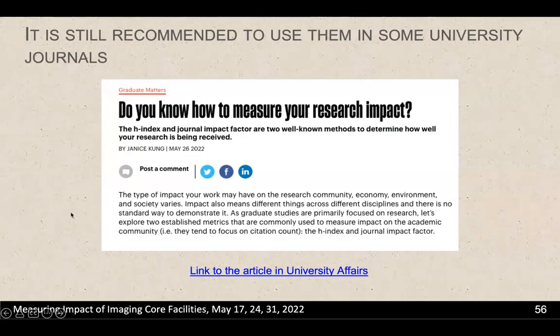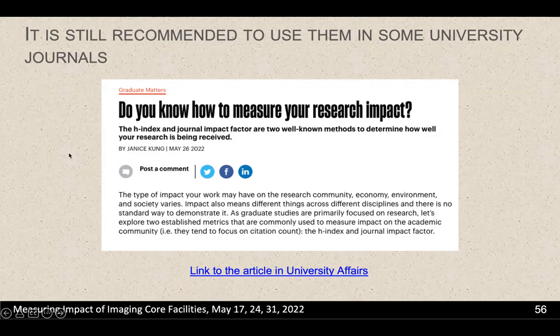And just to show that the mentalities are still not changing, there are huge science groups working on bibliometrics that have been condemning this kind of approach for a very long time now, more than 15 years. And thanks to Claire, she showed me this article published in University Affairs, and the link is below if you want to read everything. It's titled, do you know how to measure your research impact? The H-index and journal impact factors are two well-known methods to determine how well your research is being received. And it goes on in the article explaining that this is great to use.